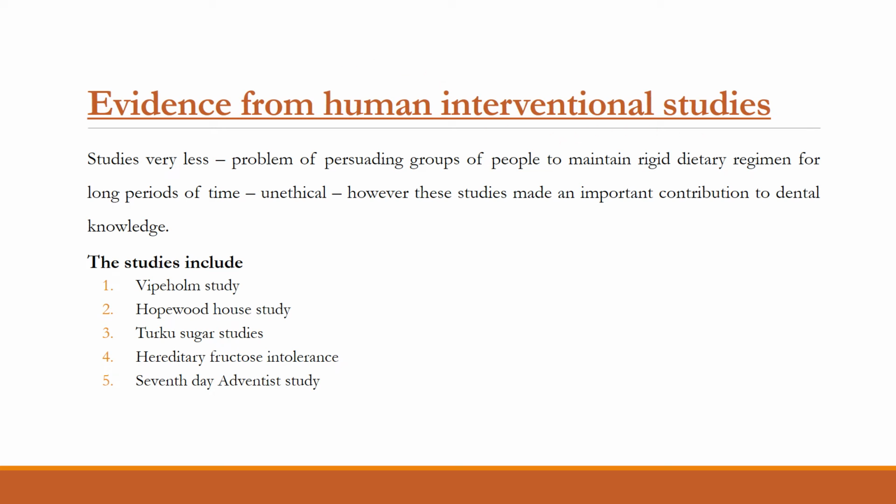Evidence from human intervention studies. Studies have the problem of pursuing groups of people to maintain a rigid dietary regimen for a long period, and some are unethical because after the Helsinki Declaration many ethical issues will come. So these studies they have done before this Helsinki Declaration, and those studies have proved how the diet is in relation to dental caries. Like the Vipeholm study, Hopwood House study, Turku sugar study, hereditary fructose intolerance, and Seventh-day Adventist study. So these are some of the diet related studies which prove that if you vary the diet, dental caries also varies, and incidence of caries is high with some intake of food or dietary habit.